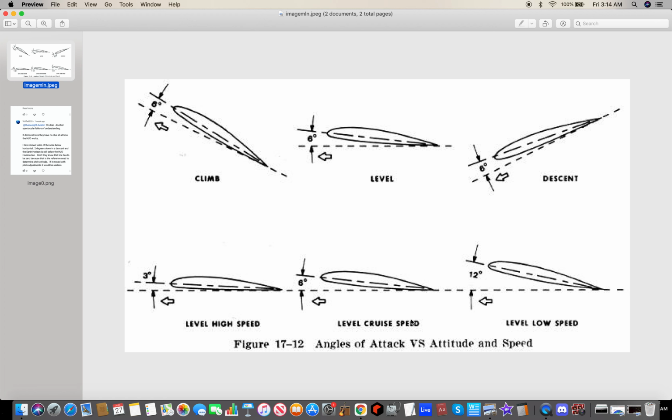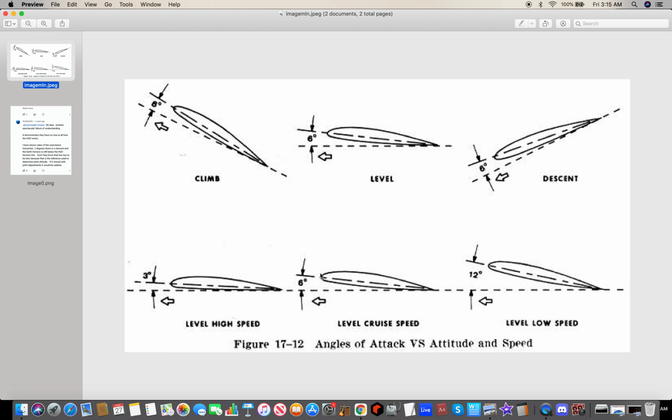Then you have level cruise speed, which is here, where the chord line is about, they show here, 6 degrees. As I said, for a commercial airliner, I think it's 3 to 4, but it could be a bit more. These might be more for a smaller airplane, because I see a lot of small airplanes fly at more of an angle.